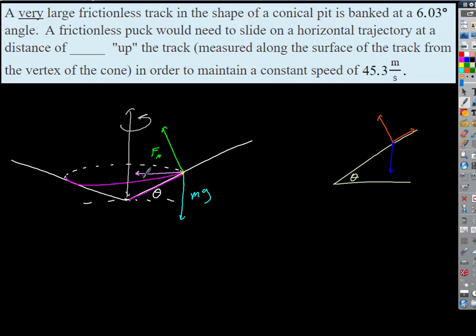And really, horizontal in this case is actually centripetal, right? It's going to change. Like when the object is over there, well, the centripetal direction is going to point towards the center there. We're going to pick a convenient spot, which is right there.